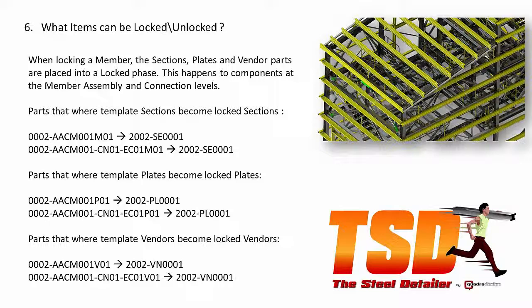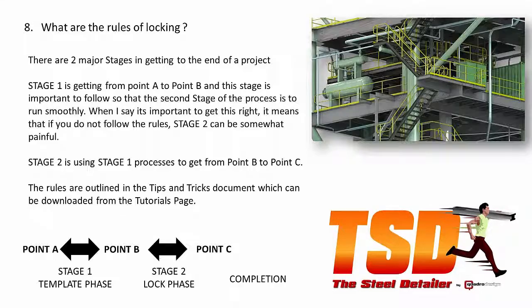Now, the rules of locking, okay, the most crucial stage for locking, and you have to get it right, otherwise you may end up with some problems down the track, is stage 1. So getting from point A to point B, if you can see it down there. Point B is the middle of your project, point A is the beginning, and this is the template phase. Right? When you go through your locking, you're going into stage 2, which is lock phase. Point C means that you're going to completion, which means you're going to get into your deliverables and your documentation. I've sort of broken it up this way just to show you that there are 2 main stages in creating a project using TSD. Okay.